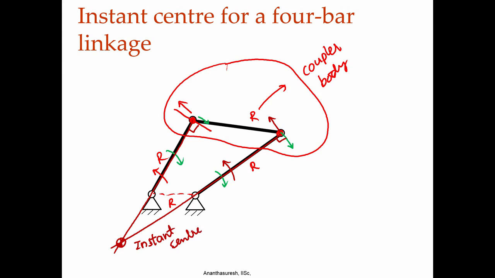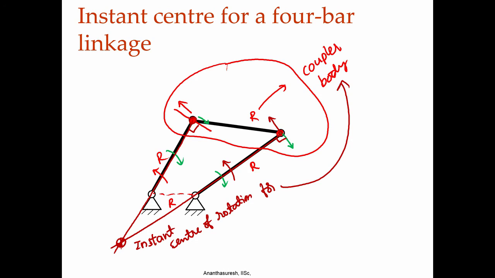This is the instant center of rotation for the coupler body, because we took 2 points on the coupler body. That is how we can get it, and this point, if it belongs to the coupler body, will have instantaneously 0 velocity, just like we had discussed.